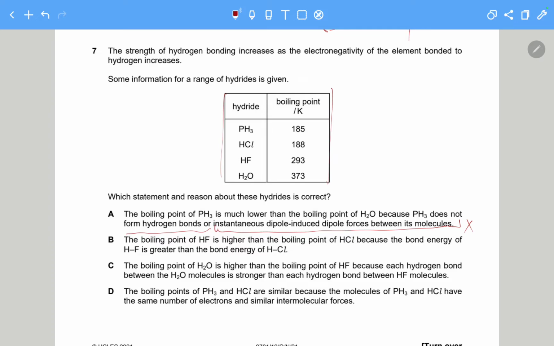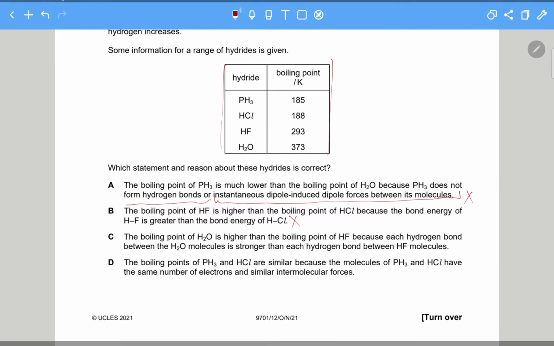Option B, the boiling point of HF is higher than the boiling point of HCl because the bond energy of HF is greater than bond energy of HCl. Now intermolecular forces have nothing to do with bond energy. So this cannot be the answer. The boiling point does not depend on the bond energy. It depends on the attraction between the molecules, not within the molecule.